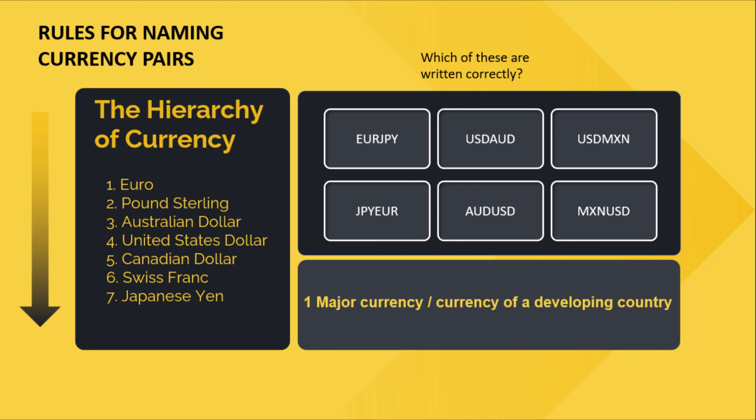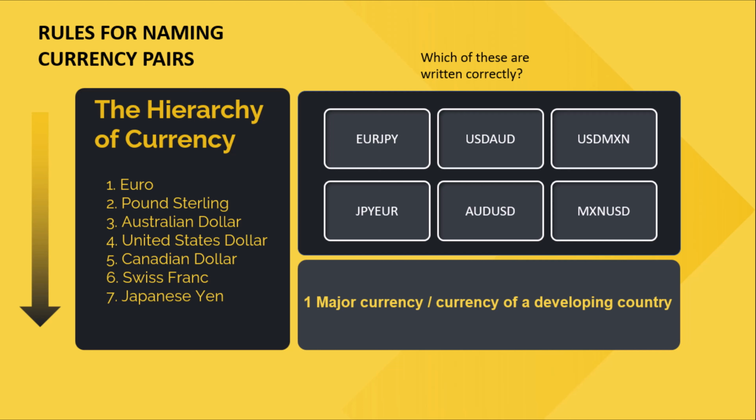You can have USD/CAD, because USD is number 4 and CAD is number 5, but you cannot have CAD/USD. You cannot go backwards. You can have CAD/CHF, you can have CHF/JPY, you can have AUD/USD, you cannot have USD/AUD. So you can have USD/CAD, USD/CHF, USD/JPY, and the like. As well, if you want to write a major currency against a minor currency like we have in exotic pairs, you list the major currency first and then you list the minor currency, just as we have done in the previous slide.